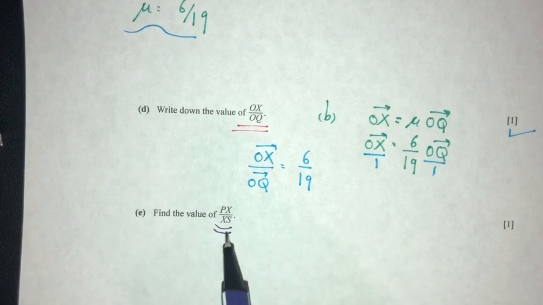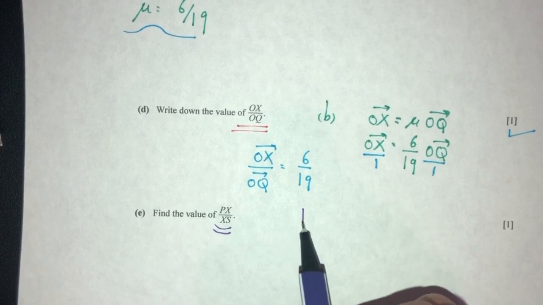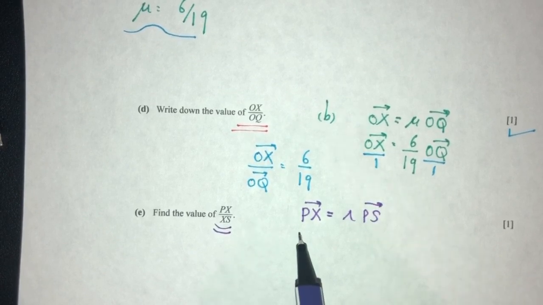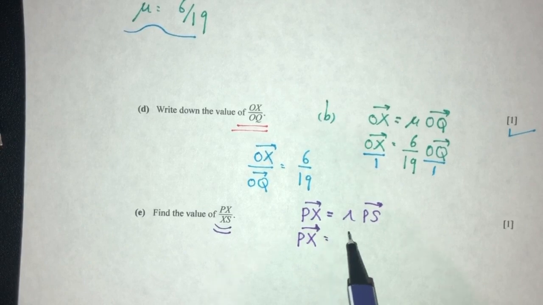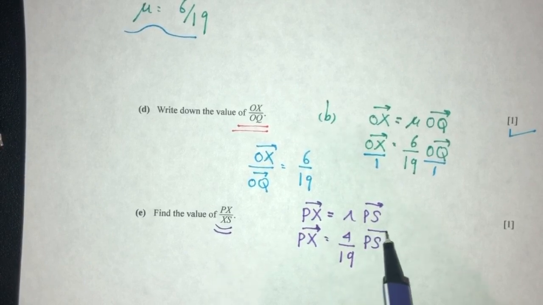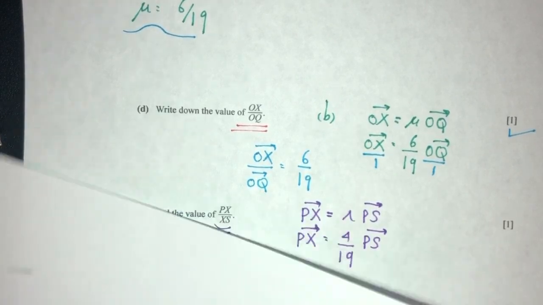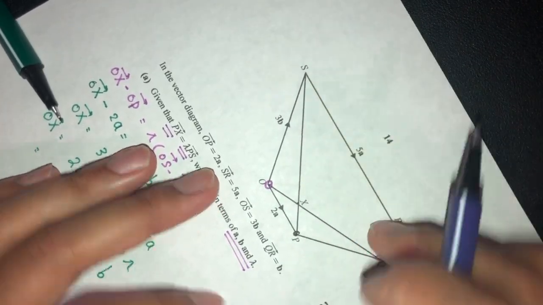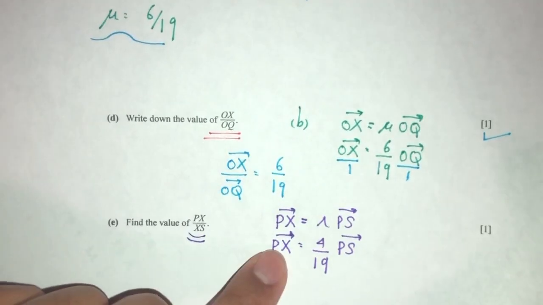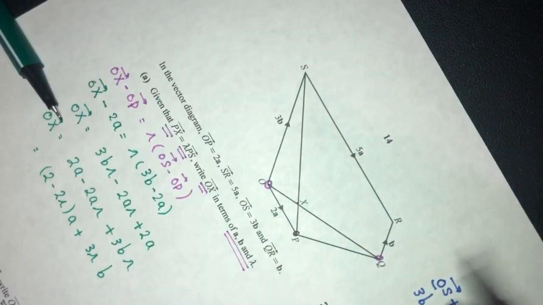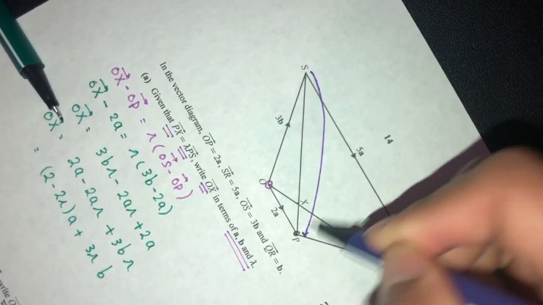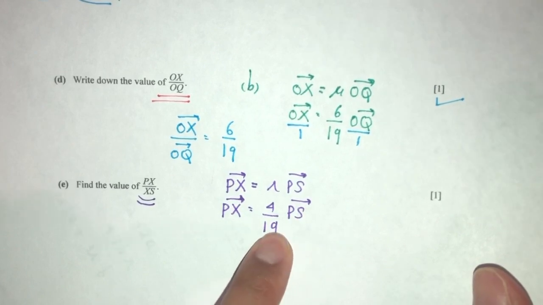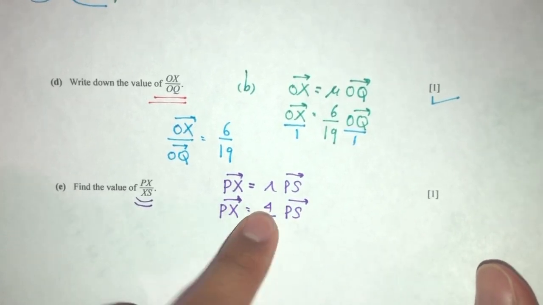Now to find this one, let's use what we have before. We had what? PX from part A. PX is the value of lambda PS. Lambda was found to be 4 over 19, so PX is 4 over 19 PS. Now we can use the diagram to help us out. As you can see, here we have PXS, that's the straight line. Now, we know that PX is 4 over 19 of PS. Basically, PS, the big one, is the base, the 19, right? You can see here, PS is the 19 one, PX is 4 over 19, so PX will be 4.